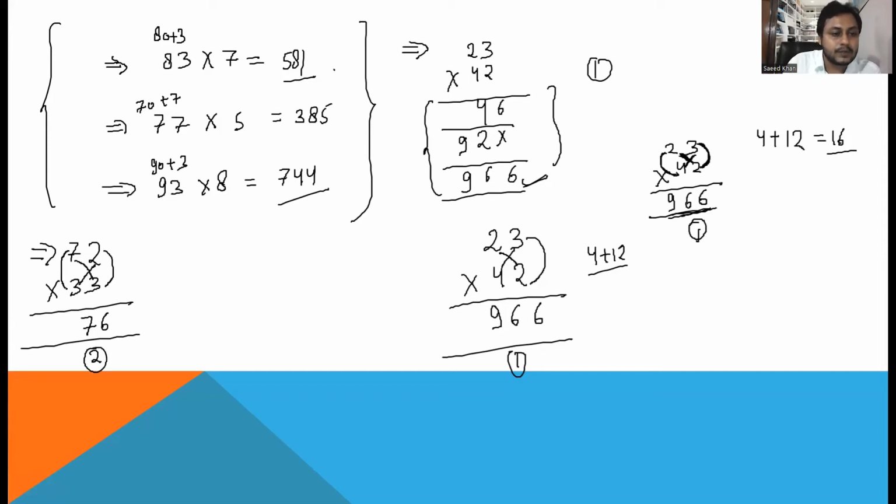Now take the product of these two, दोनों का 10th place digit. 7 into 3 is 21, plus 2 is 23. So it comes out to be 2376. 2376.